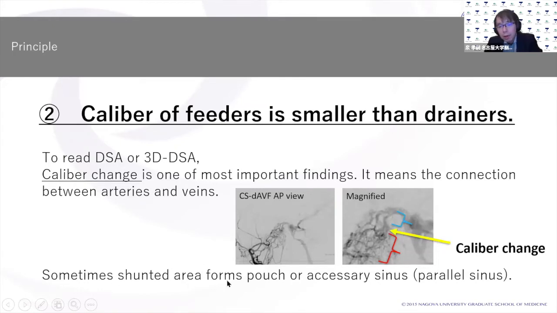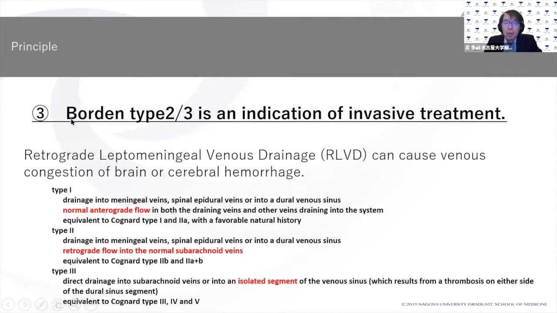Sometimes the shunted area forms a pouch or accessory sinus, the so-called parallel sinus. Here, at least two shunted pouches were seen in this angiogram. And the third, Borden type 3 or 2 or 3, is an indication for invasive treatment. Retrograde leptomeningeal venous drainage can cause venous congestion of the brain or cerebral hemorrhage.